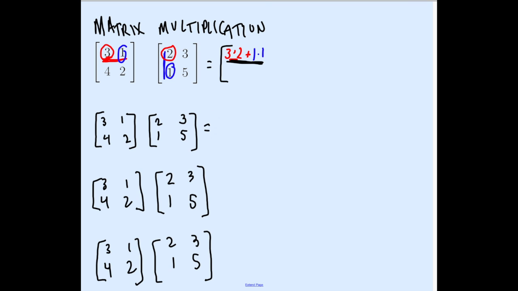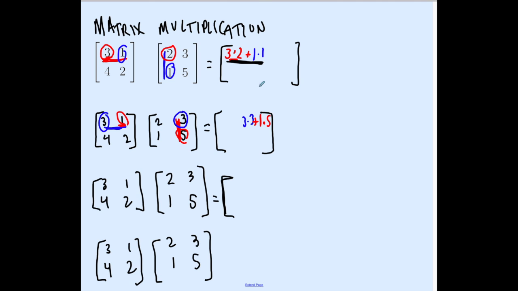Then what I'll do next is the row again times the next column. So I'll end up with 3 times 3, which will be over here in the top right corner of the new matrix. It'll be 3 times 3 plus 1 times 5 plus 1 times 5.